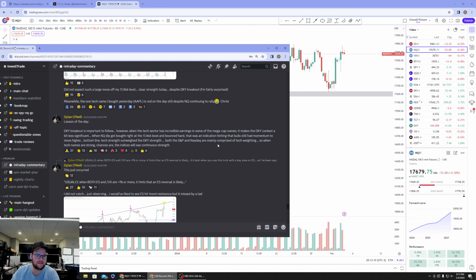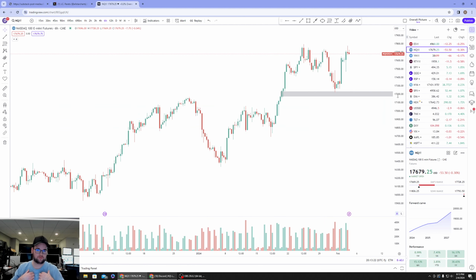Both the S&P and the NASDAQ are mainly comprised of tech weighting. So when tech names are strong, chances are the indices will see continuous strength. So, like I said, that caught me by surprise, in plain English. And that was the key lesson of the day on Friday. However, if the dollar index continues to the upside, as well as rates continue to the upside, in a prolonged manner, at some point that is going to start to weigh on the overall market. Friday could have been kind of an outlier because, like I said, it was following excellent earnings out of Amazon and Meta. So definitely keep an eye on that.